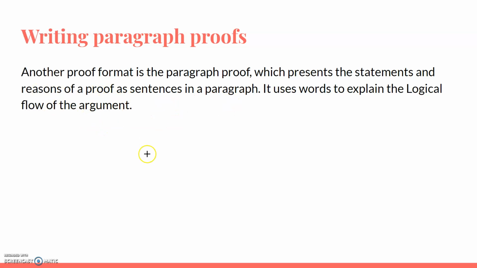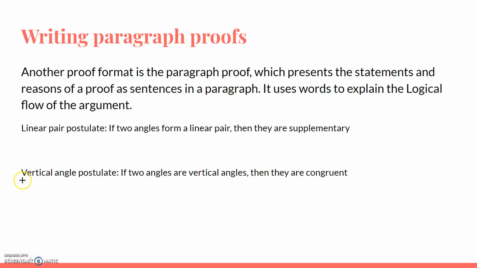Alright, before we go on to that, we have 2 more postulates that we need to learn about. So the first one, linear pair postulate: if two angles form a linear pair, then they are supplementary. Then the vertical angle postulate: if two angles are vertical angles, then they are congruent.